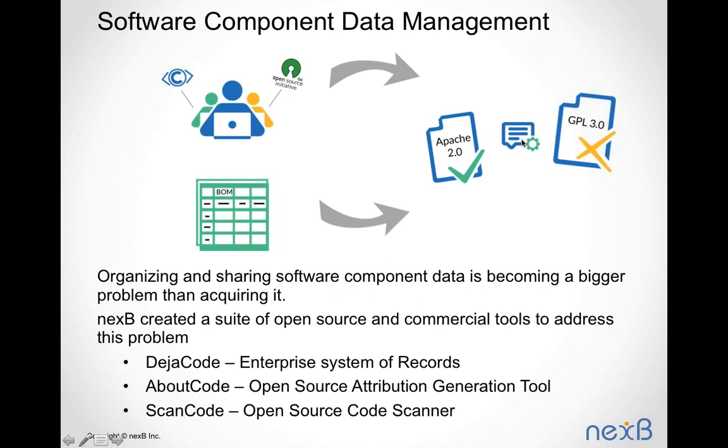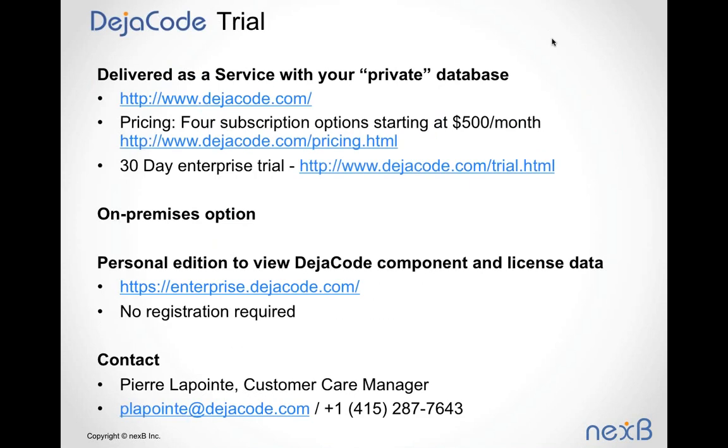DejaCode, which is our system of record and workflow solution for open source and third-party software use. AboutCode, which is one of our open source projects to help people generate attribution for their third-party software, and ScanCode, which is our open source code scanner. So these three solutions are addressed to different primary users.